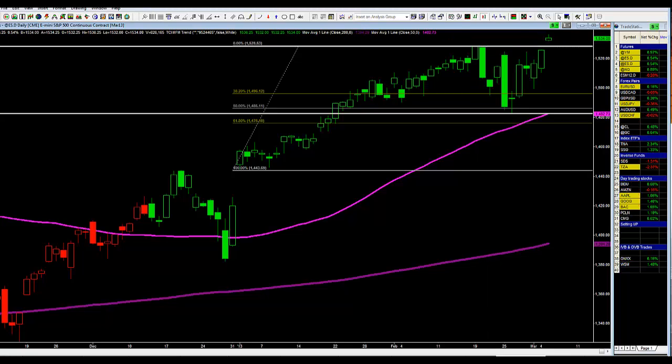Now remember, this is the E-Mini S&P 500. This is the day session only chart. So it's the @ sign ES for E-Mini S&P 500 dot D. D stands for day session only, so it doesn't have the night session, doesn't have the Globex mixed in. It's just got the day.